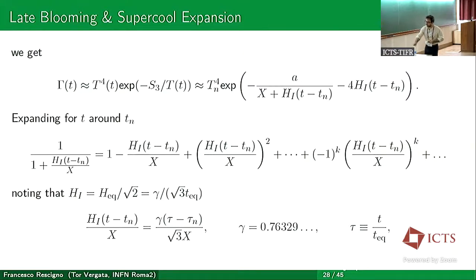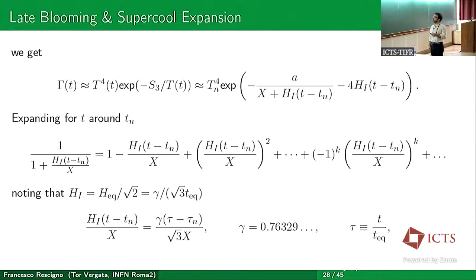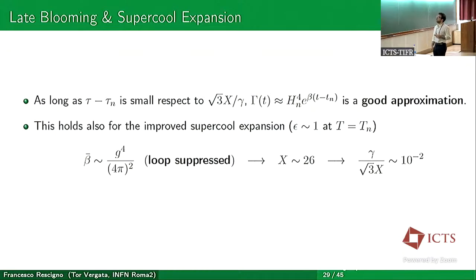This is small for the typical values of T minus Tn. In fact, if tau minus tau n is small with respect to this quantity, this is a good approximation since, as I said, these terms are perturbative. This is also true for the improved supercooled expansion, since beta bar is loop suppressed, and this means for epsilon of order 1, x is still large enough to make this term small, to suppress the higher order terms in the expansion you saw before.